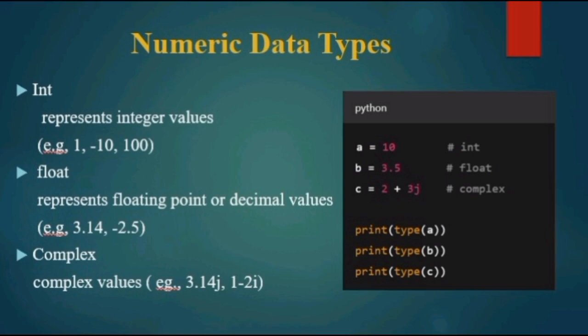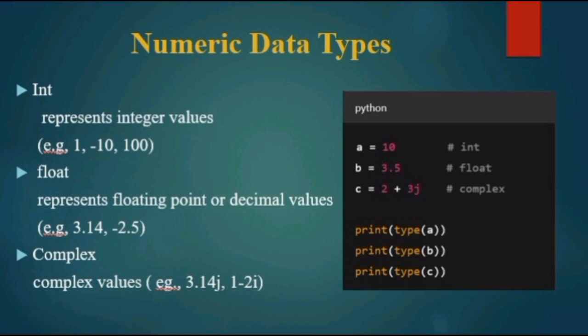The second type is float, which stands for floating point numbers. These are numbers that do have decimals like 3.14 or -2.5. Floats are useful for things like money, measurements, or any situation where the exact value matters, including the part after the decimal point. The third type is called complex, which is used for advanced math.